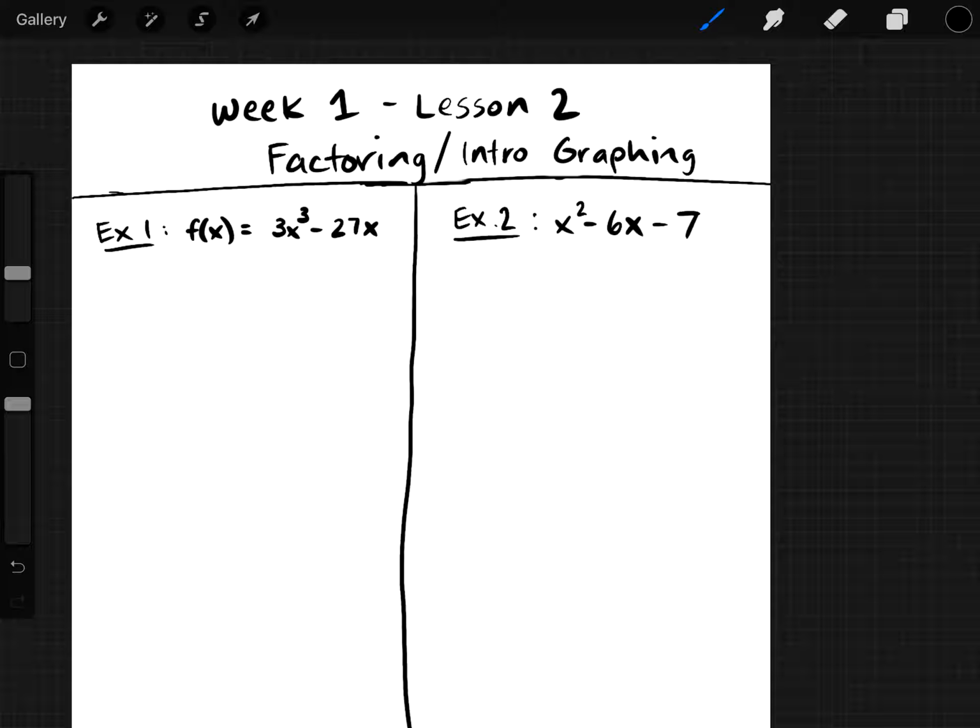So I have a couple examples that we'll look at. What we're going to do is start by factoring them, and then we can see where we could go from there with the information. The last thing that we'll look at this week is actually graphing them.